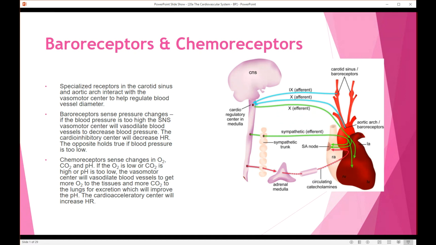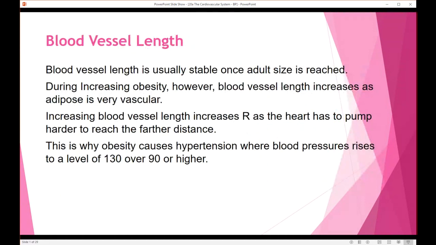Chemoreceptors are going to sense changes in oxygen, carbon dioxide, and pH. If our oxygen is too low, carbon dioxide is too high, or our pH is too low, then we'll vasodilate the blood vessels to get more oxygen to the tissues and more carbon dioxide to the lungs so that we can excrete or exhale it out, which will hopefully improve the pH. The cardioacceleratory center will also increase the heart rate.